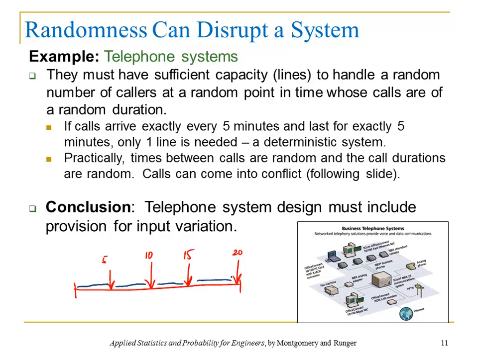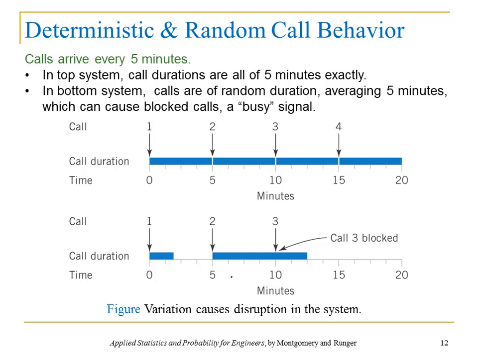Again, times between calls are random, and call durations are random, so calls can come into conflict. Let's look at the next figure here. The top system is the same diagram that I just showed you: calls arriving every 5 minutes with the same duration. So we know that at the end of the first call, you're going to be able to take the second one, at the end of the second one, you're going to be able to take the third one, and so on. But in the bottom system, calls have random duration.